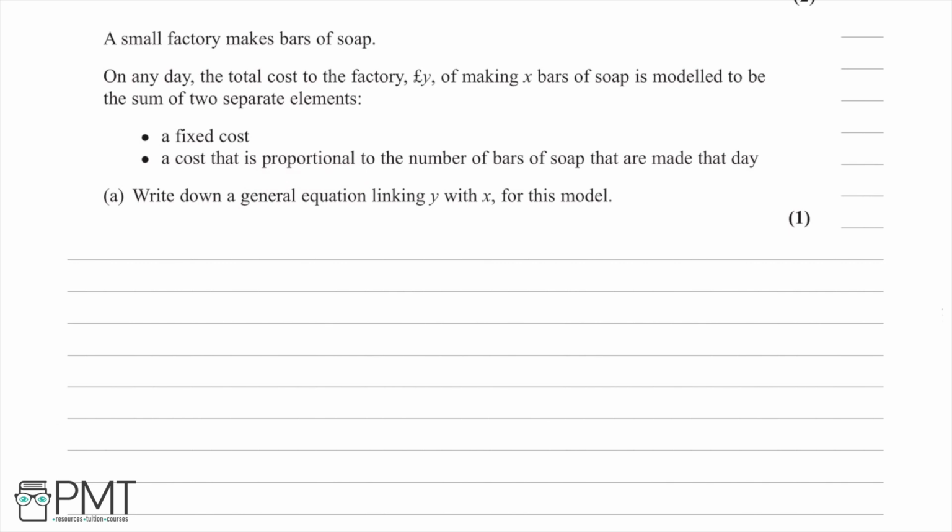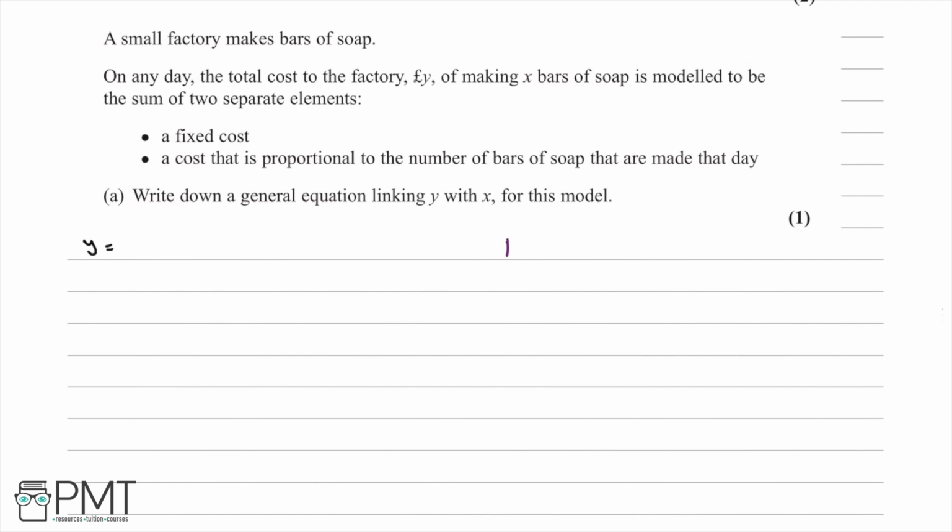And in part A of this question, we're asked to write down a general equation linking y and x for this model. So effectively, we're going to have an equation which shows the total cost of the factory of how many bars of soap they make per day. So we know that we're going to have an equation which is y equals something. And we know we have two elements of this. We're going to have a fixed cost, which is something that is the same if we make 1 bar of soap or if we make 20,000 bars of soap. And we know this is going to be a constant.